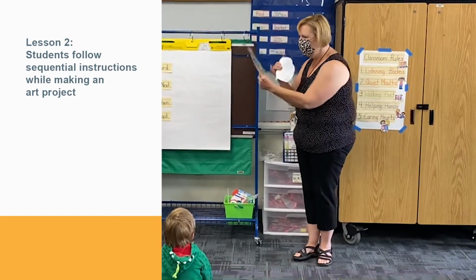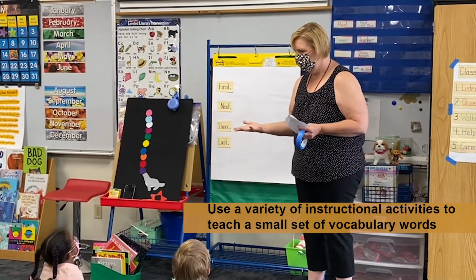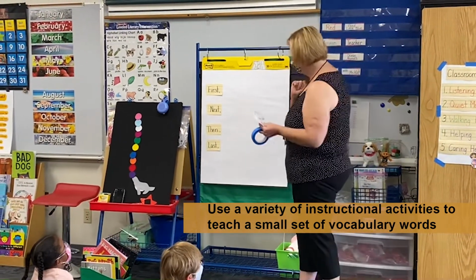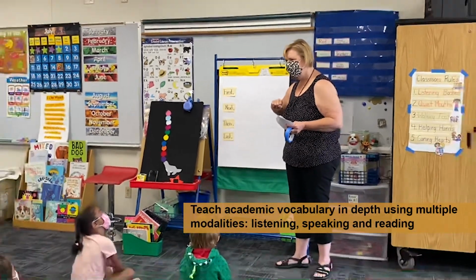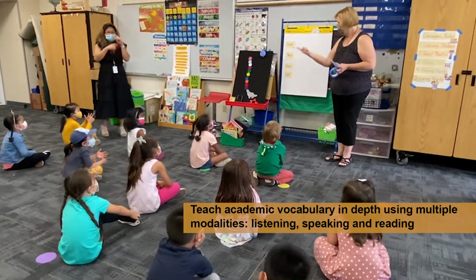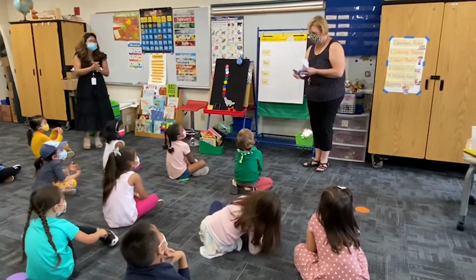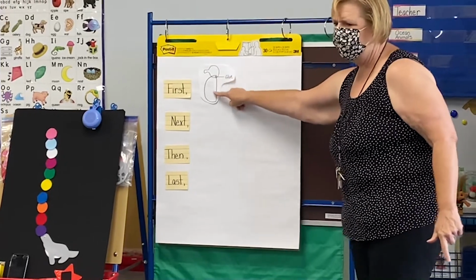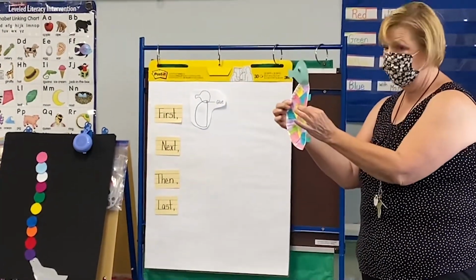Well, today you are going to make your very own Mr. Seahorse. So we're going to use these same sequential words to make our Mr. Seahorse. Okay? So, let's read our sequential words because you guys are becoming good readers already. You're going to see what we're going to do first, next, then, and last to make our seahorse. First, you're going to glue Mr. Seahorse's head to his paper plate body, okay? Yes. You're going to do that first, okay?